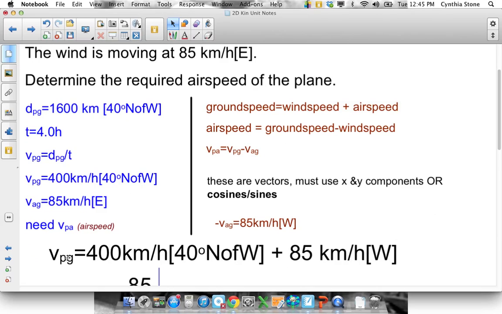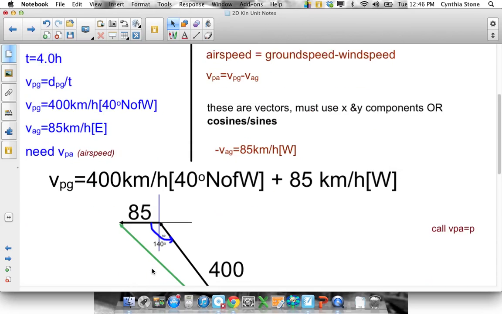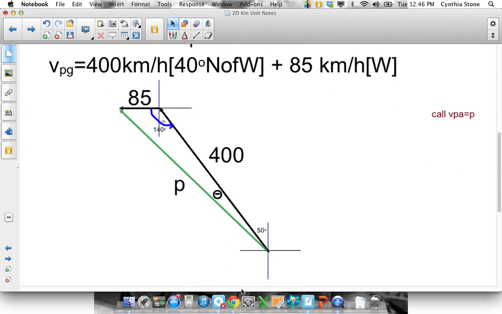If I want to find VPA, it's going to be VPG plus negative VWG, which is 85 kilometers per hour west. I'm adding the west because the real thing I want to do is a subtraction, but I'm subtracting the east. So draw a picture. Here's my ground speed, and add on to it the negative wind speed. And this is my resultant airspeed, VPA.